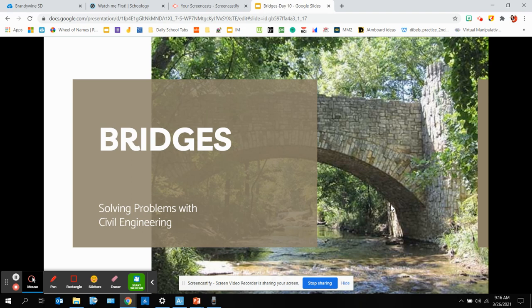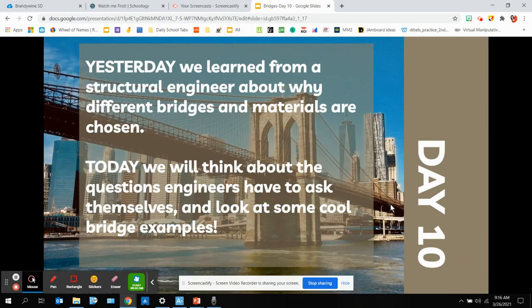We're solving problems with civil engineering. Yesterday, we learned from a structural engineer about why different bridges and materials were chosen. Today, we will think about the questions engineers have to ask themselves and look at some really cool bridge examples.